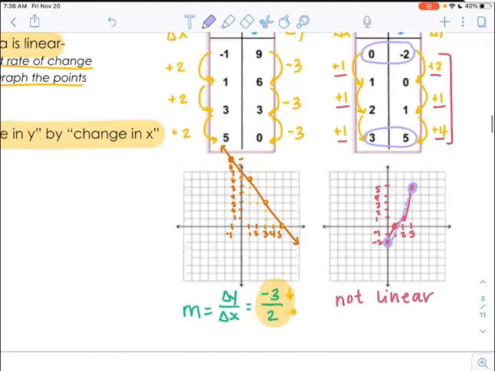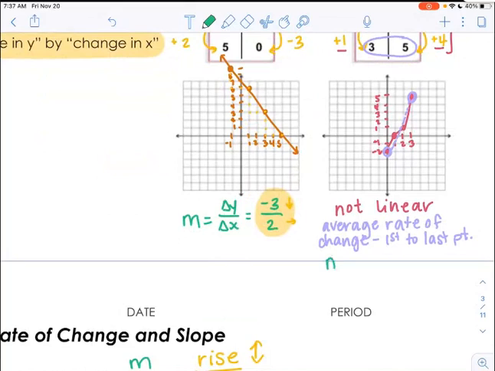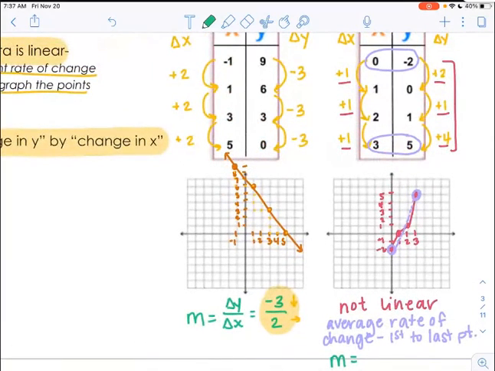So in that case, if I wanted to find my average rate of change, I'll write that down, average. That's your first to last point. How we would do that, we're going to use the slope formula. Slope equals, my y value here is 5 minus -2.